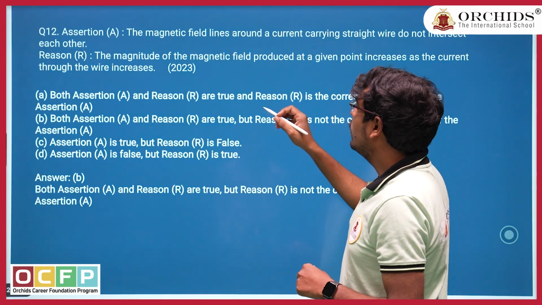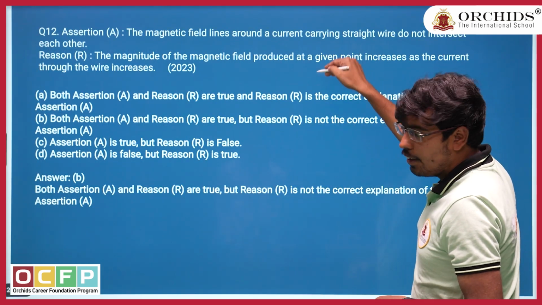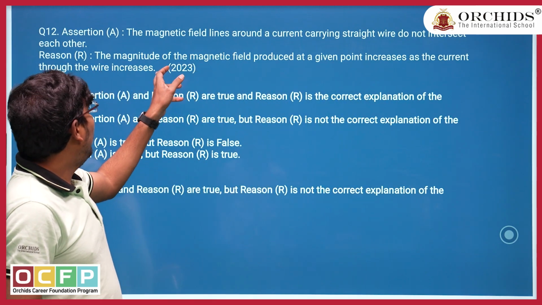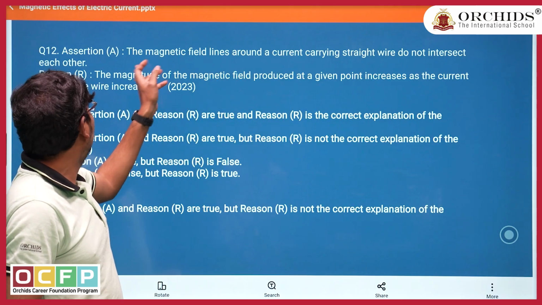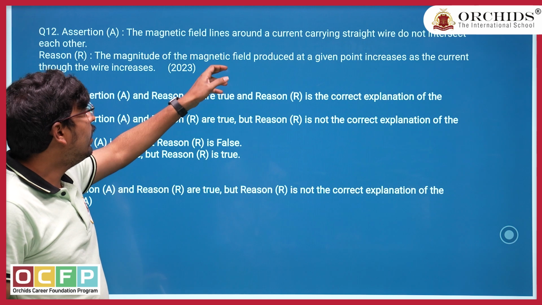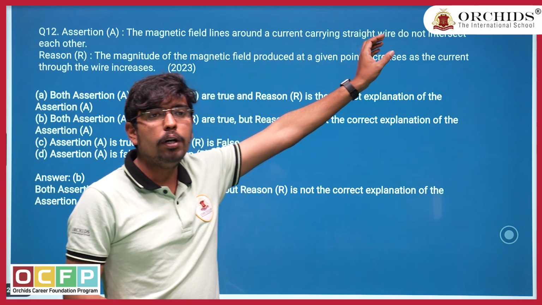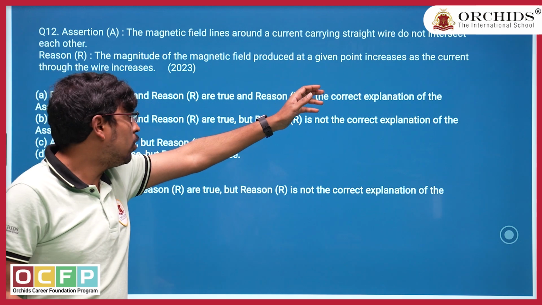So when you observe here, both are correct, but are they related to each other? No, because the magnitude of the magnetic field is produced by current, but here the current carrying conductors do not intersect each other. Both statements are correct, but they are not related to each other. So which option will be the correct one?